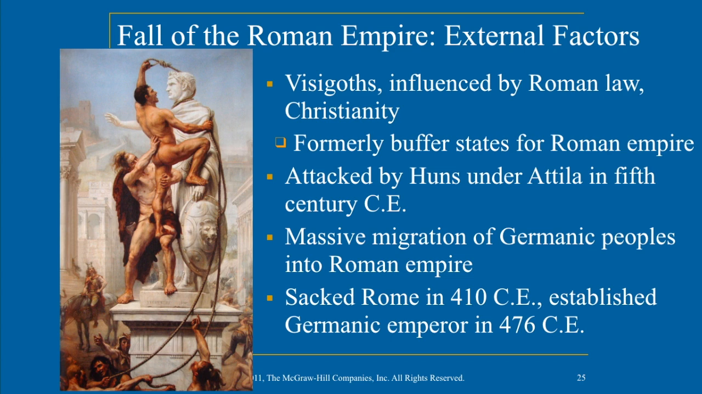There was also a massive migration of Germanic peoples into the Roman Empire. As the empire became less and less Roman, people stopped seeing an identity with preserving Rome as an idea. People didn't see themselves as Roman, they saw themselves as Germanic peoples living in Rome. And they identified under different banners of, not nationalism, but different banners of identity. And then eventually Rome is sacked in 410 CE and the last Western Roman emperor is deposed in 476 CE.